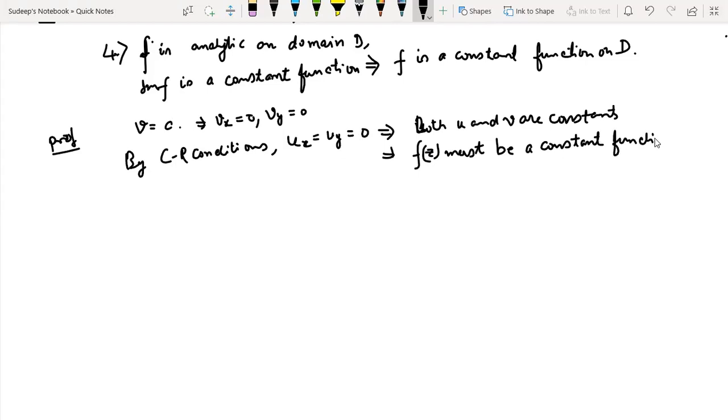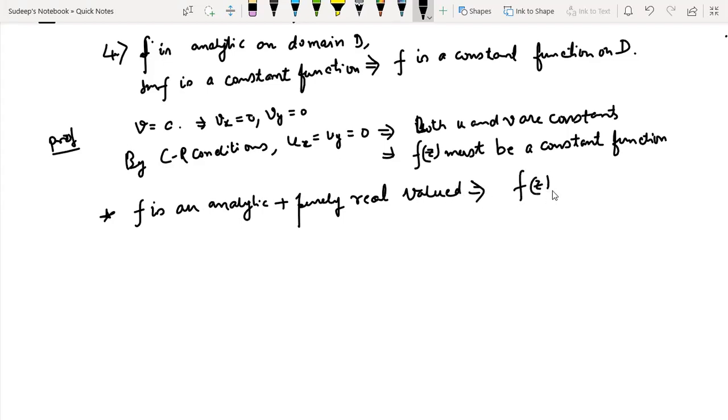I hope you might have got it. And from here, one important result can be drawn: if f is an analytic function and purely real valued, which implies what? Which implies that the imaginary part must be 0. That is, the imaginary part must be a constant 0. And purely real valued, then it implies that f(z) must be a constant function. Okay, so this is important.